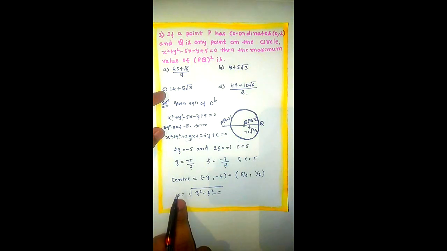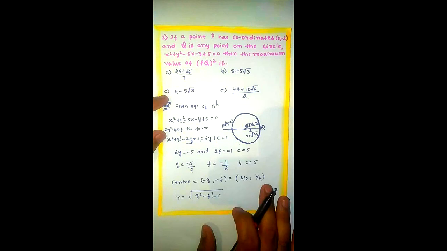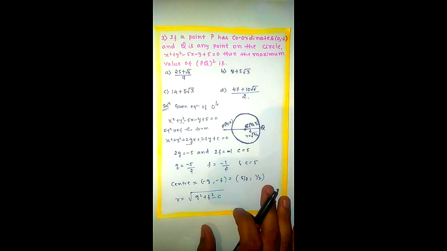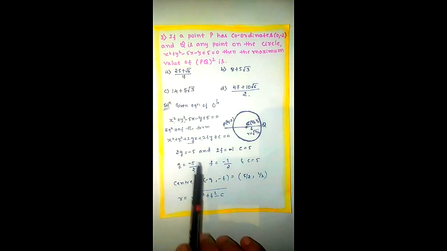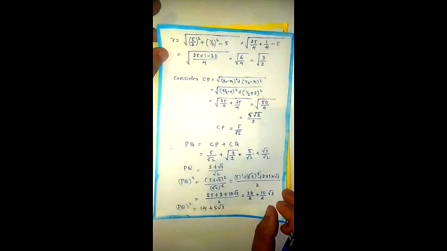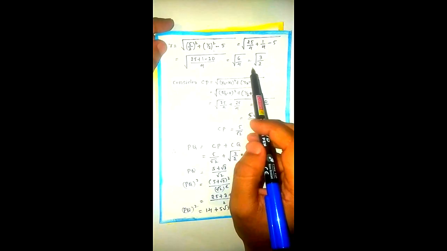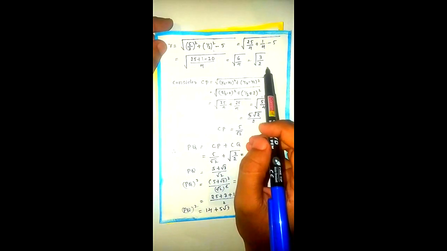So how to find the radius? The radius is the square root of g square plus f square minus c. Substituting the values: g is minus 5 by 2, f is minus 1 by 2, c is 5. Directly substitute. So look, r is equal to the square root of (5 by 2) whole square plus (1 by 2) whole square minus 5. Solving this, finally we get the square root of 3 by 2.